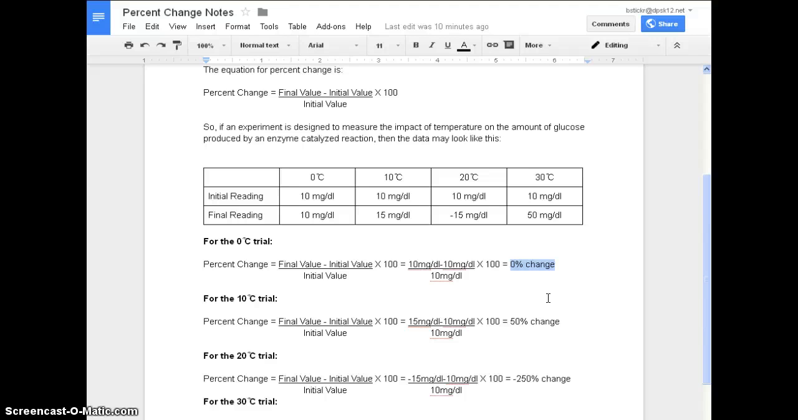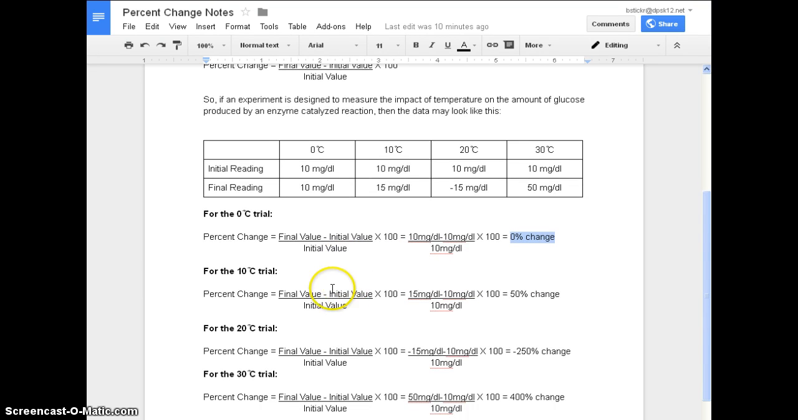which means that putting the test tube at that condition made no difference in the results. However, as you look at the 10 degrees Celsius trial, in this column, you'll see that the final value is 15 milligrams per deciliter, and the initial value was 10 milligrams per deciliter. So when you plug those numbers in down here, 15 minus 10 is 5, divided by 10 times 100 gives you 50% change. And this makes sense if you look at your data. So if the initial starting point is 10, half of 10 is 5, right? And you went up by 5, so you went up by 50% of your initial value.